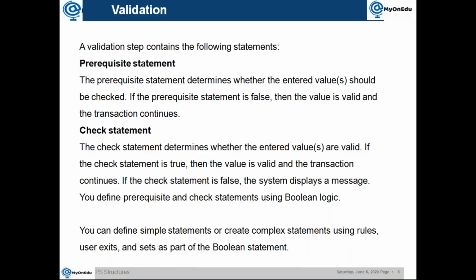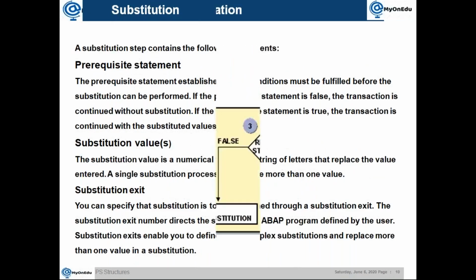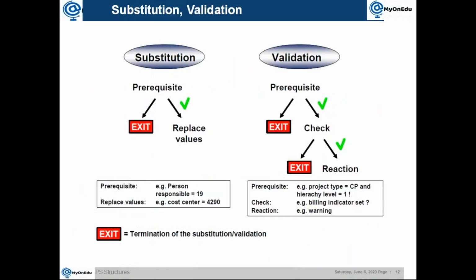You define the prerequisite and check statement using Boolean logic. So there is a logic we are writing. This type of logic statement is called Boolean logic. You can define simple statements or create complex statements using rules, user exits, and sets as part of the Boolean statement. So here also there is an exit available if you want to add extra rules. What we are talking about, I will show you in the picture. See, for example, here, validation.